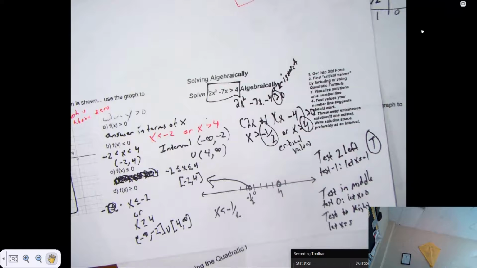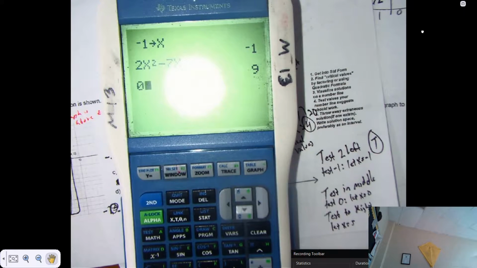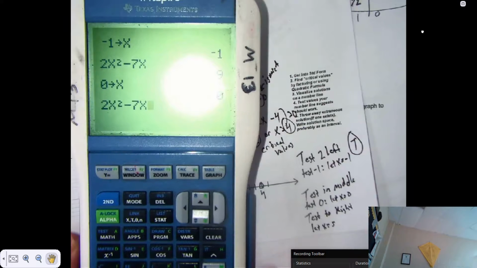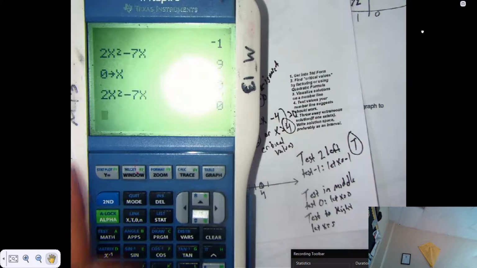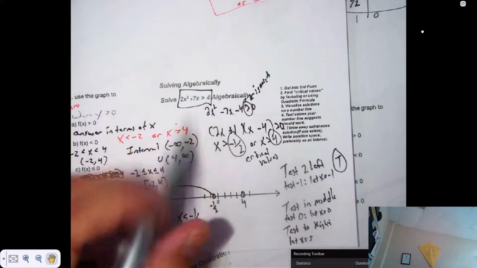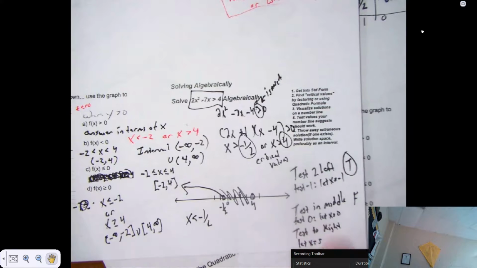What's something in between that negative 1/2 and 4? So, go to my trusty TI, store 0 into x, and second enter twice. I got 0. So there's a 0 here. Is 0 greater than 4? Failed. None of this matters. The answer ain't in there.